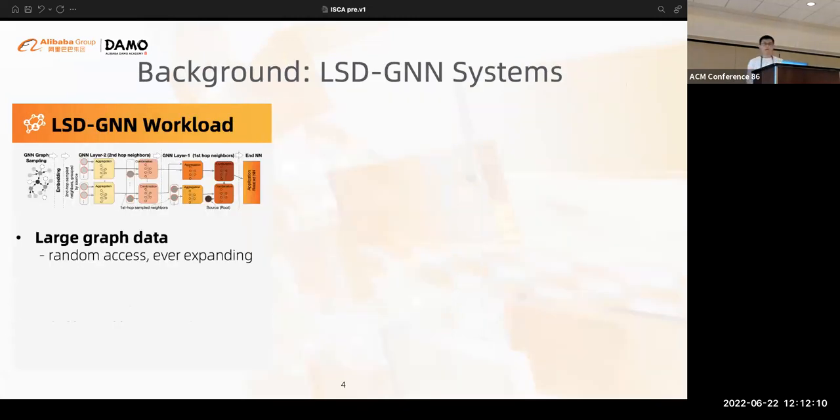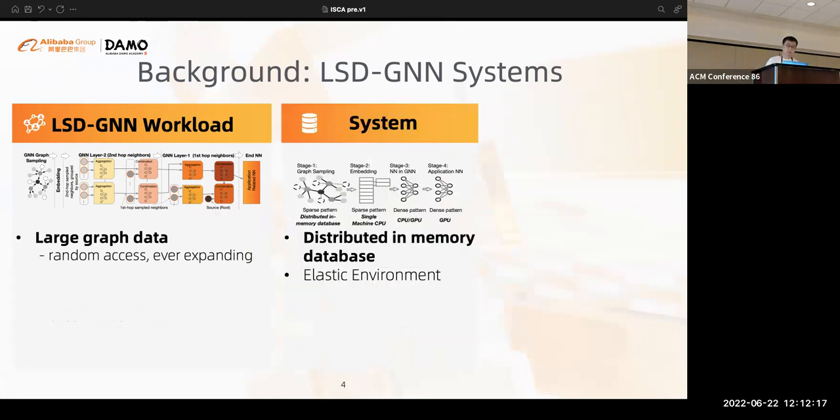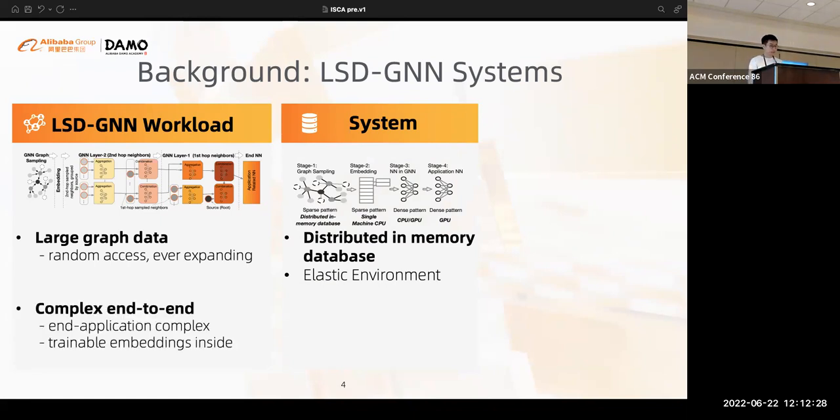The large graph is not streaming access, it's random access, and it could be dynamic data and ever increasing. So this calls for a system that's a distributed in-memory database, and it would better be in an industrial environment to meet the scalability demand. And also the end-to-end application may be more complex than you expected, since GNN can be plugged into a large variety of different kinds of applications. So the system would better be a heterogeneous system. A homogeneous GPU or CPU system may not work that well.